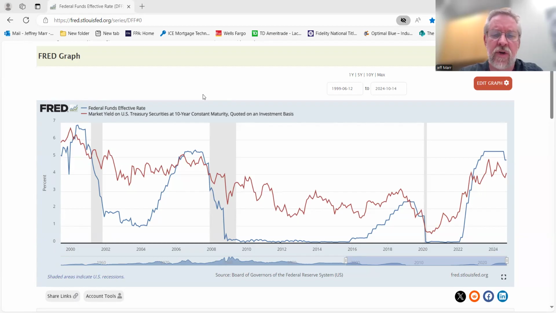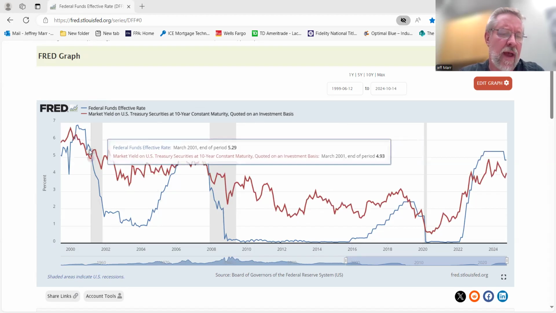So what I'm showing you here is a couple of graphs. By the way, I'm using the St. Louis Federal Reserve's website to illustrate this information. The blue line is the Fed funds effective rate, while the red line is the 10-year Treasury yield. And so let's go back in time.